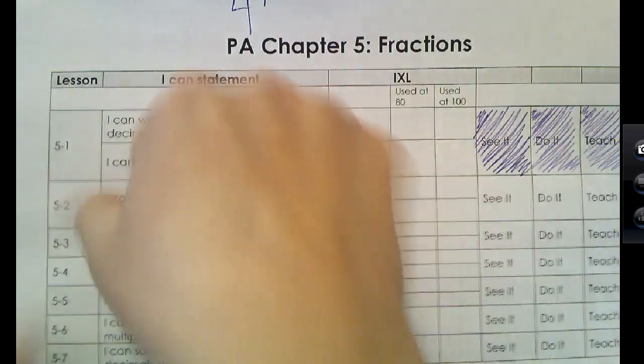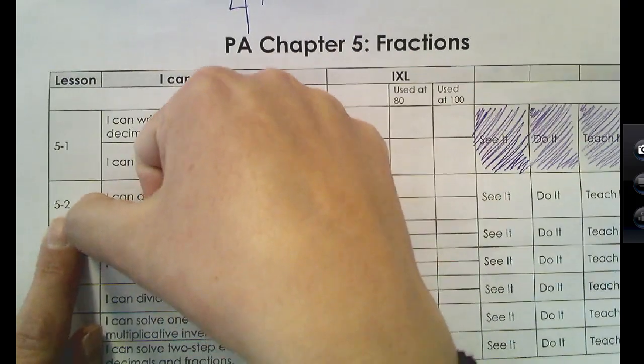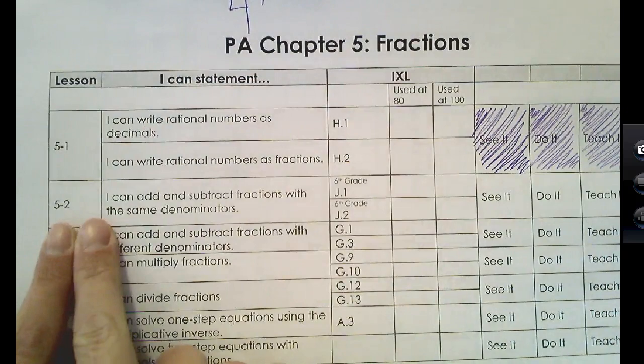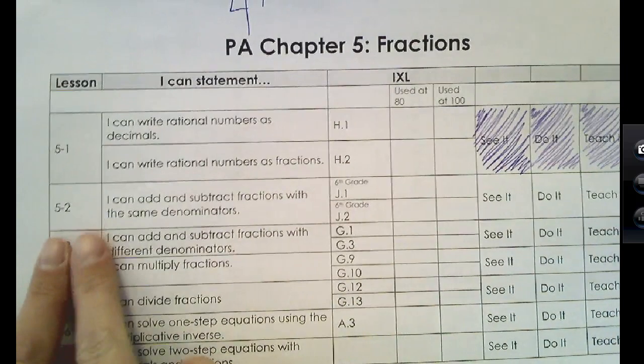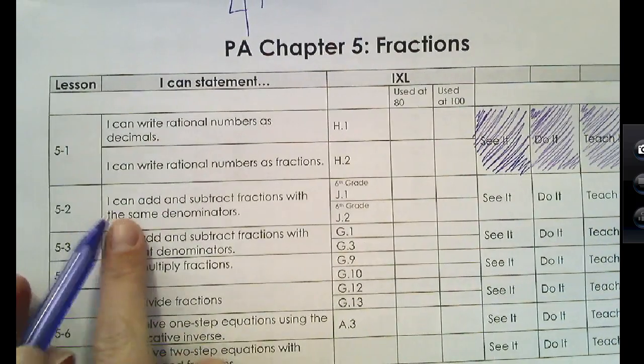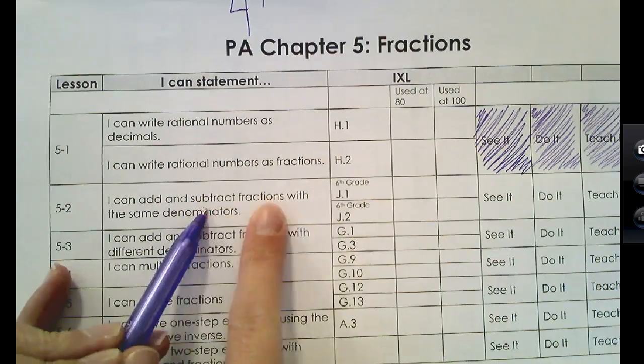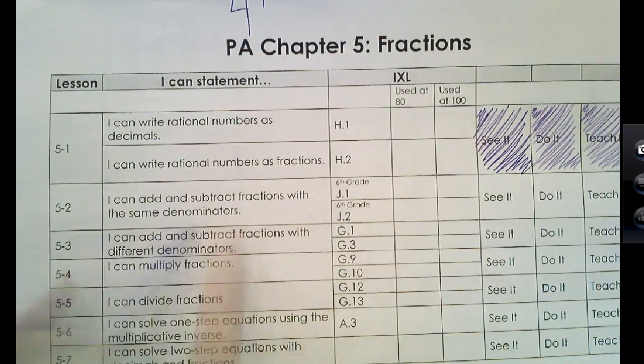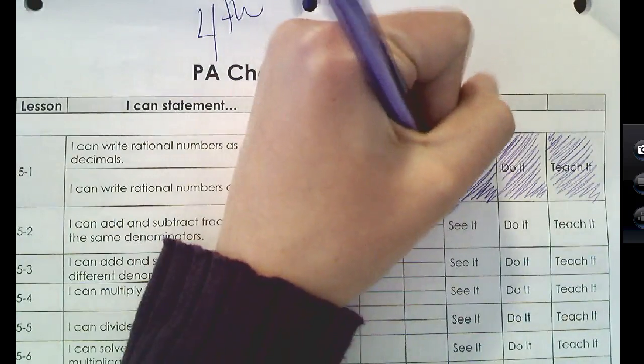And then take your thumb and put it on 5-2. We're going to read this one out loud together. So I want to hear everybody reading 5-2. 5-2 says, I can add and subtract fractions with the same denominators. Go ahead and shade in the "see it".